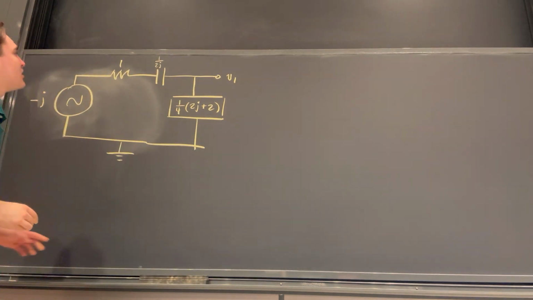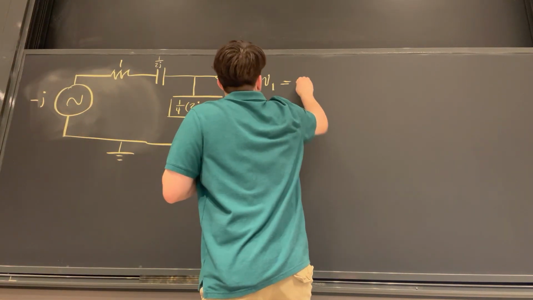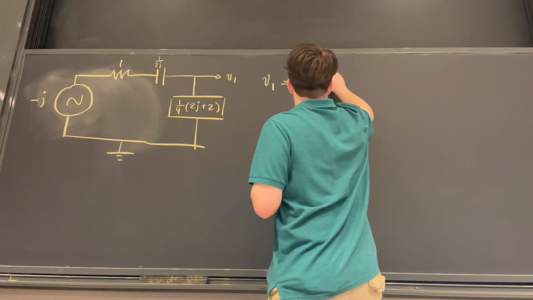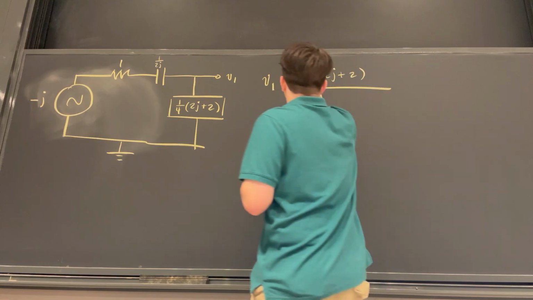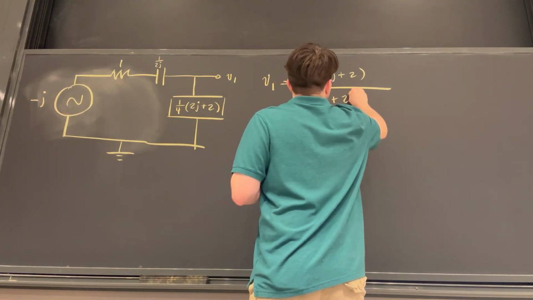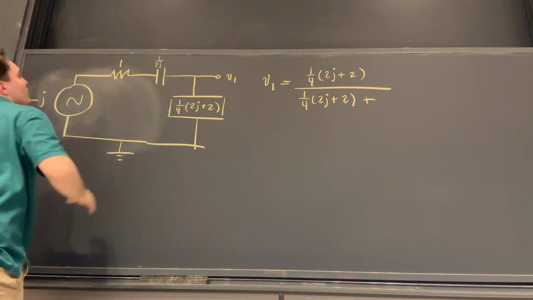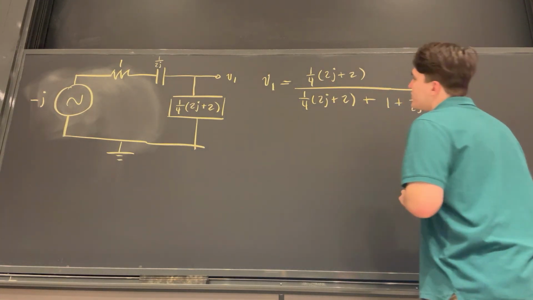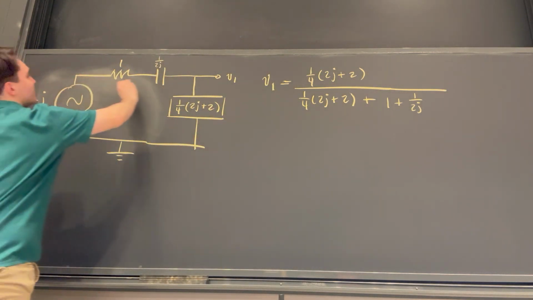Perfect. Okay. So how can we go about finding V1? Well, actually, let's just use the voltage divider rules, which tell us that V1 is going to equal the impedance down here, which is 1/4 times 2j plus 2, divided by that same impedance, 1/4 times 2j plus 2, plus the impedance up here, which is 1 plus 1 over 2j.